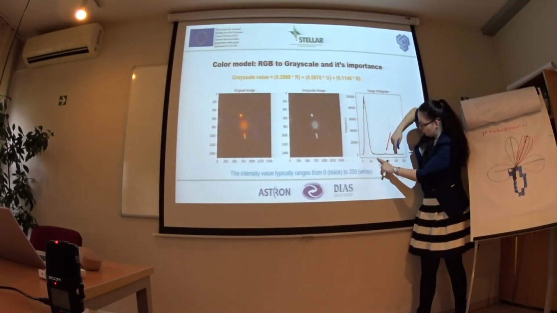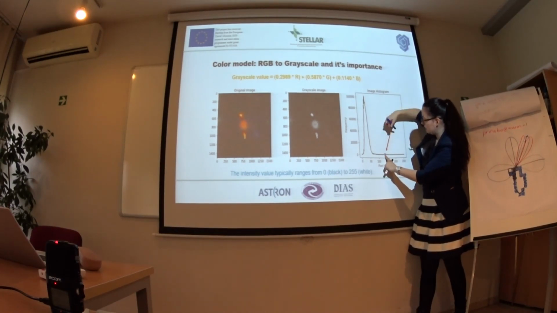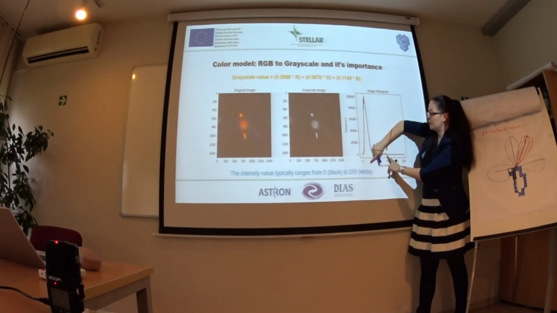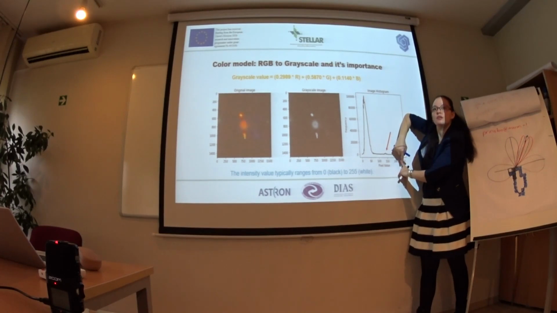And somewhere around 150, we have small peaks. You can see, yes or no? But what is this frequency? The frequency of the pixel. What does it mean?